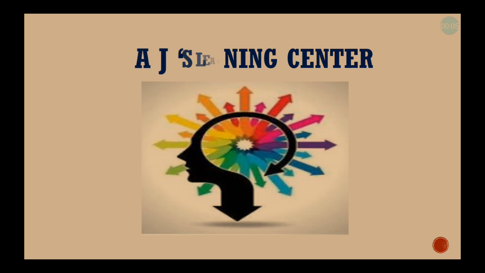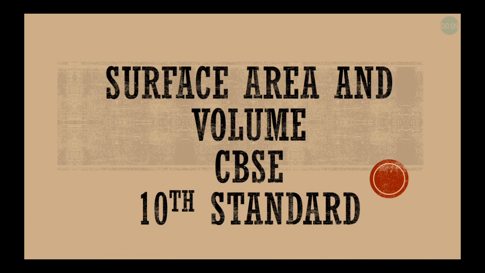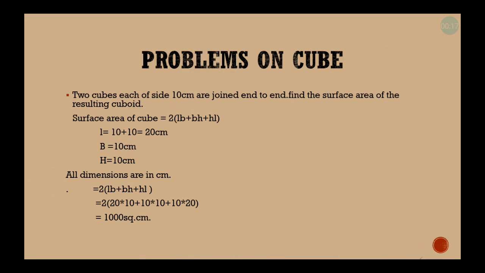In my last video, I gave some important formulas on surface area and volume. As a continuation, in this video, we are going to solve some problems. First problem: two cubes each of side 10 cm are joined end to end. Find the surface area of the resulting cuboid.